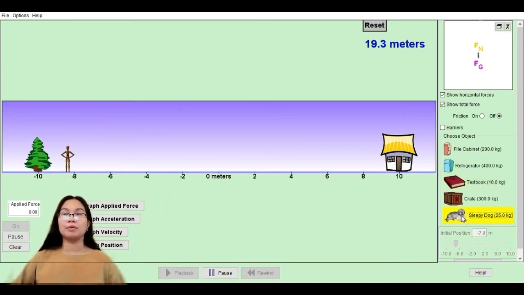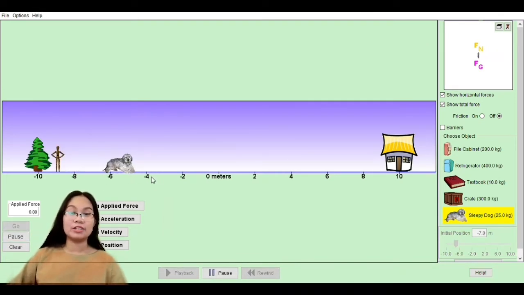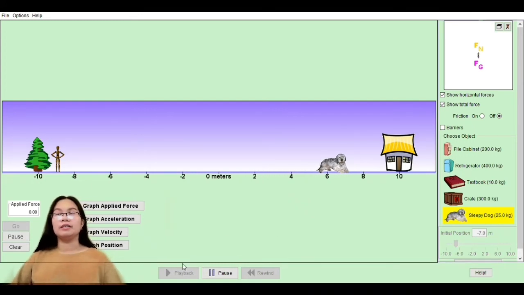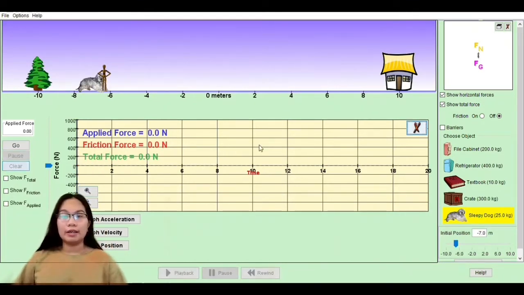The next example. Okay, same with this. So you have here a dog again. There's no friction. There was an initial force exerted on the dog. Therefore, it now will continue to move. Okay, what if there's friction force acting on this one?